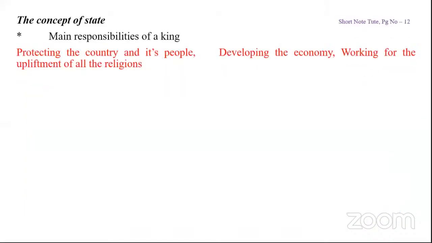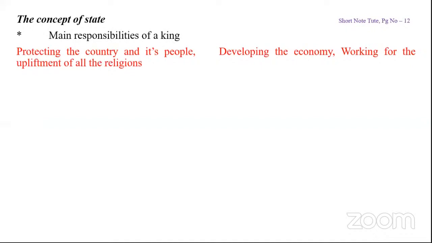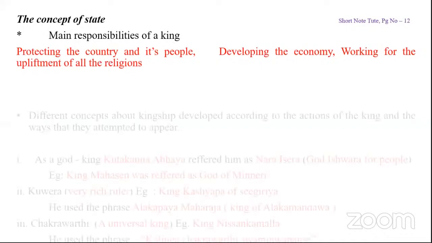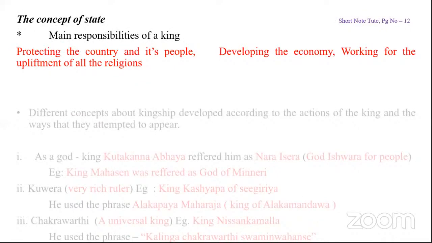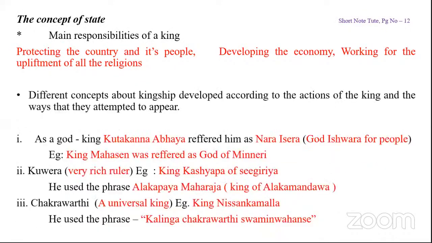So this is the proper note of the short note, page number 12, the concept of state. What were the main responsibilities of the king? Protecting the country and its people, developing the economy, working for the upliftment of all the religions, not only Buddhism. So that's a misconception, that people think that the king had to uplift Buddhism only. No, all the religions in the country had to be uplifted by the king. So they were the main three responsibilities of a king.